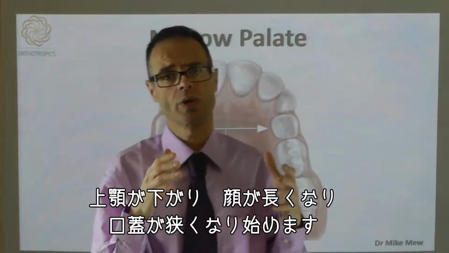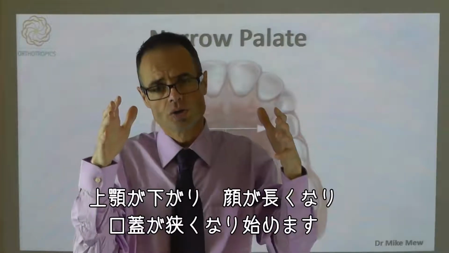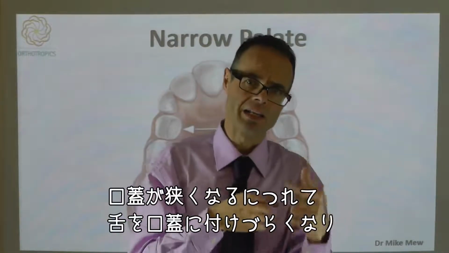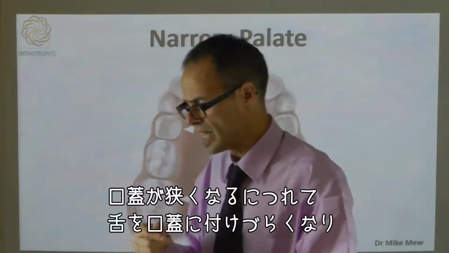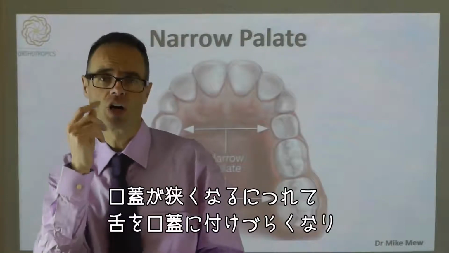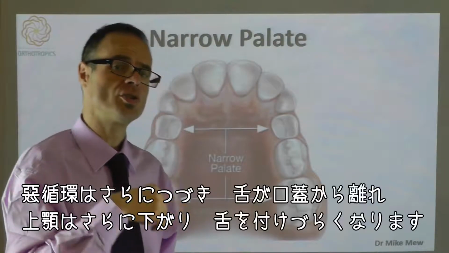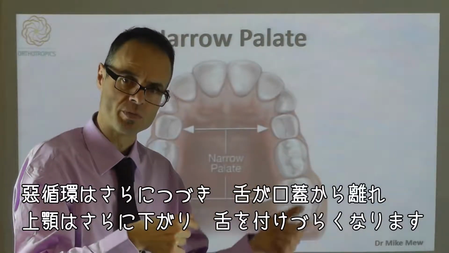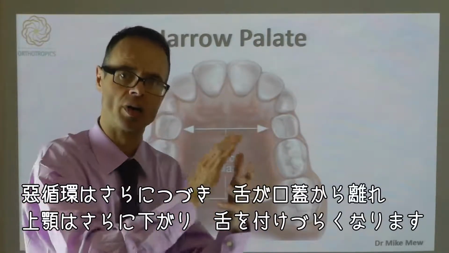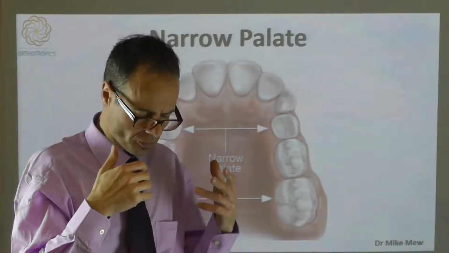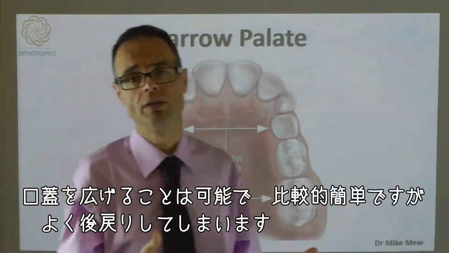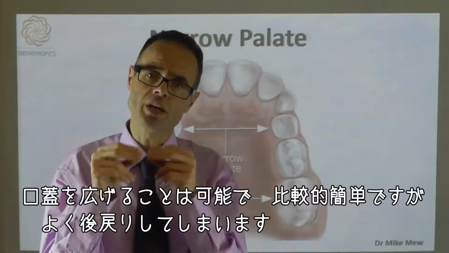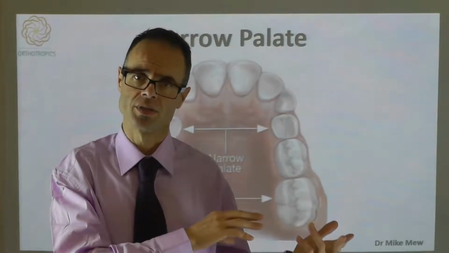And as that starts to occur, of course, the palate gets narrower. But as the palate gets narrower, it's then less comfortable to place your tongue in the roof of your mouth, so the cycle continues. You don't put your tongue up as much, the maxilla drops further, it becomes more uncomfortable. And it's possible to widen palates relatively easily, but what you tend to notice is that frequently this relapses.